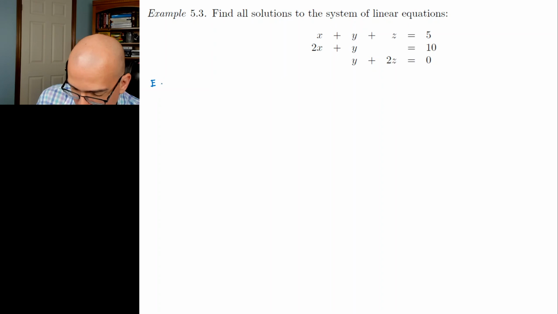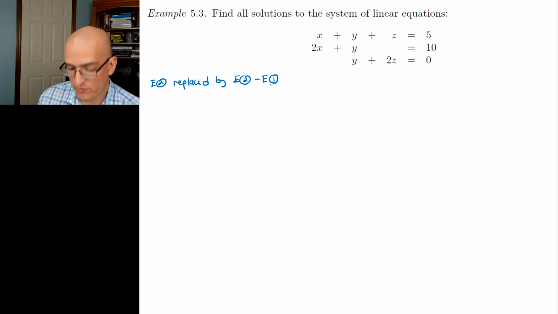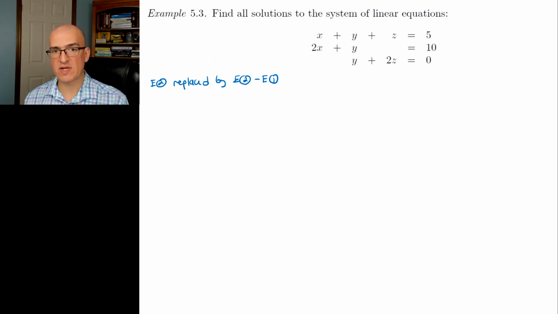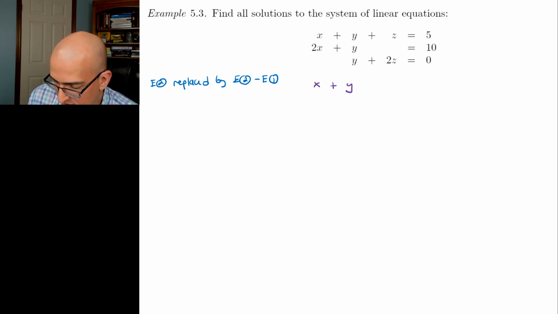So equation 2 replaced by equation 2 minus equation 1. What you'll notice I'm always doing is I'm always replacing an equation by itself plus or minus something. That's important. You always want to involve the original equation with what it's being replaced by. So it's always replaced by itself plus or minus something if you're using this move. The first equation did not change inside this move. The second equation is the one that changes.